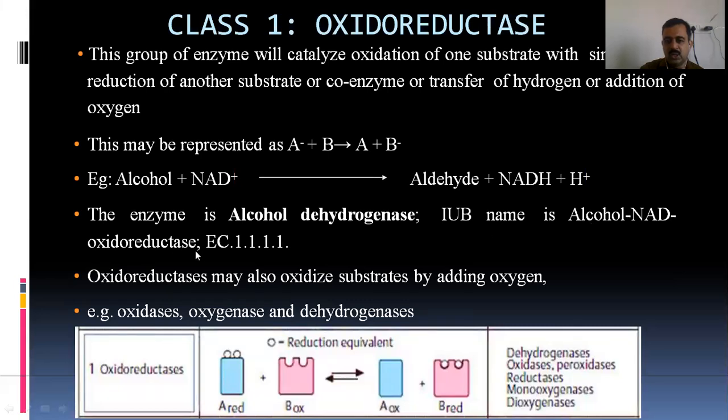So these are oxidoreduction reactions that take place, also by oxidizing a substrate through the addition of oxygen molecules. See here, oxygen molecules get added and oxidoreductase reactions take place. Now, what are the classes of enzymes that come in? Dehydrogenases, oxidases, peroxidases, reductases, monooxygenases, dioxygenases. These are class 1, oxidoreductases.